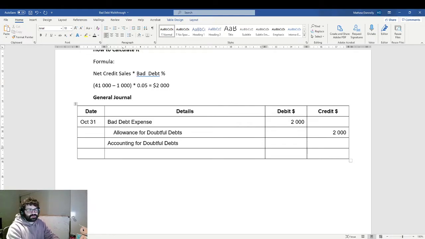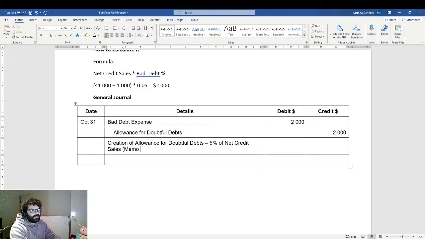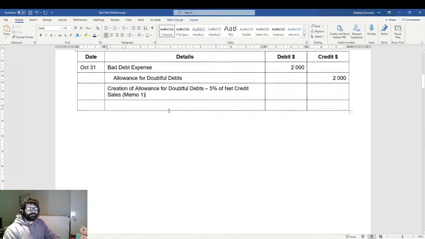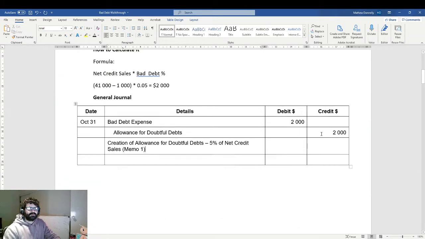And then you can say creation of allowance for doubtful debts. And then you can put the amount, 5% of net credit sales, and then you just go memo 1, whatever memo it is. We'll say it's memo 1. Okay? So that's all you need to put.